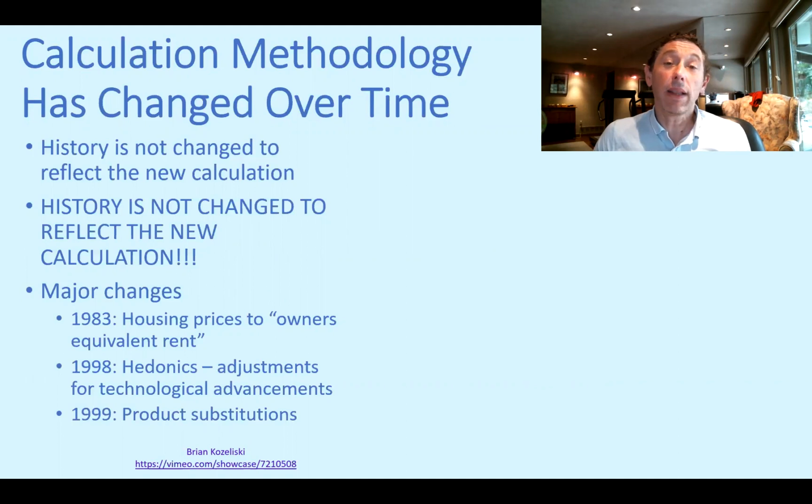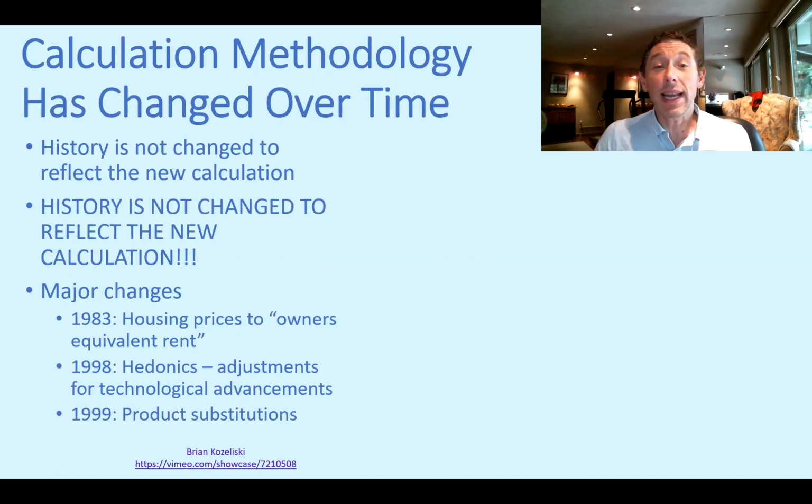In 1983, they went from this measure of, well, we're going to use housing prices to determine inflation to this kind of owner's equivalent rent. I think the idea here is we're going to smooth out inflation, that housing prices are a little more volatile than these owner equivalent rents.